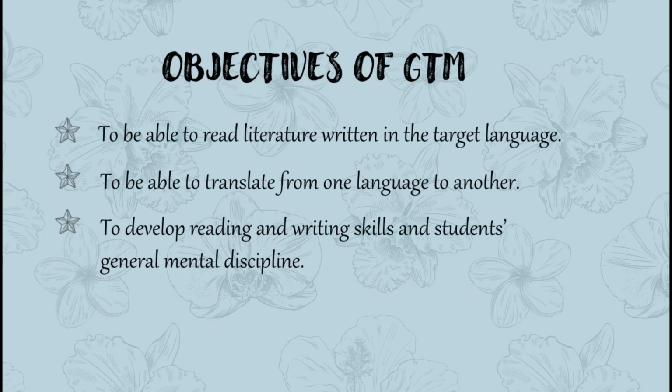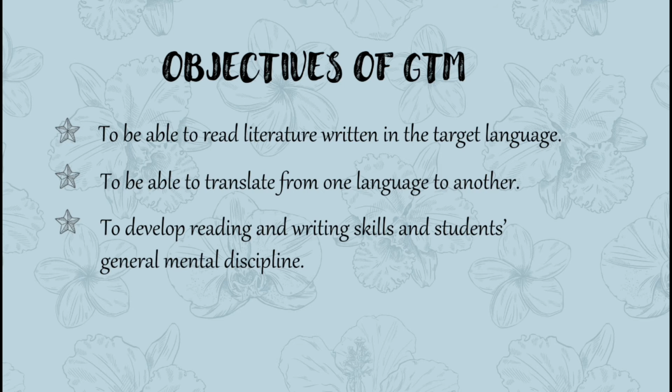So now let's proceed to the objectives of the grammar translation method. First on the list is to be able to read literature that is written in the target language. This method aims to let the students read and understand the texts, paragraphs, or phrases that are written in the target language. Of course, comprehension is also important in learning the target language. That is why teachers should make sure that all of the students understand what they are reading, to be able to translate from one language to another.